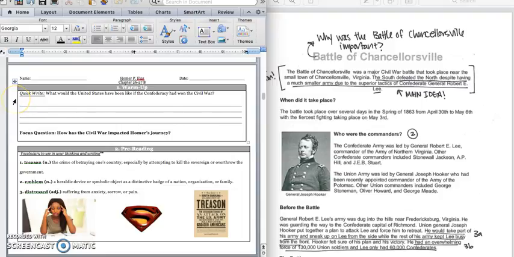But before we get started, you have a quick write. It says, what would the United States have been like if the Confederacy had won the Civil War? So you need to think about, why was the Confederacy fighting? What did the Confederacy want out of the Civil War? And how would the United States be different? Press pause to write down your answer and play when you're ready for the focus question. It says, how has the Civil War impacted Homer's journey?